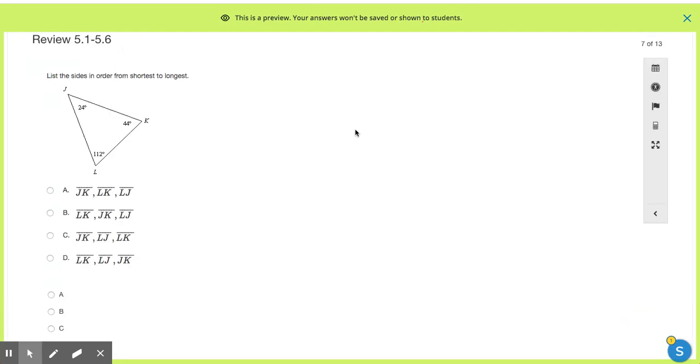List the sides in order from shortest to longest. So should it start with LK? Yep. Shortest, longest, and then JK would be the longest. Correct.